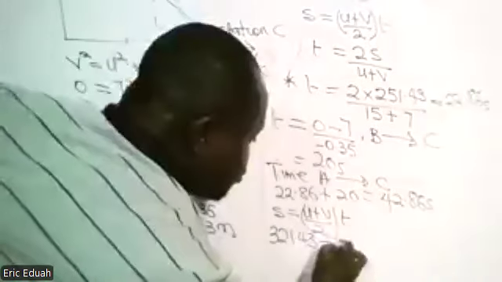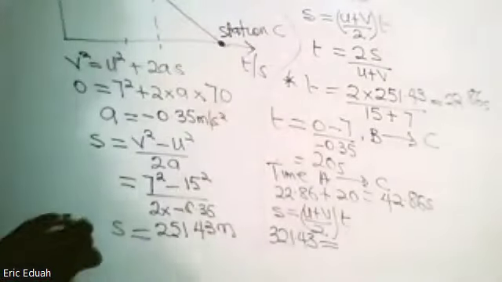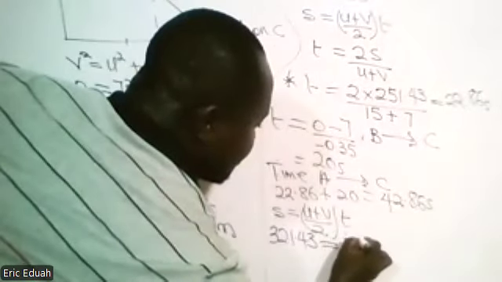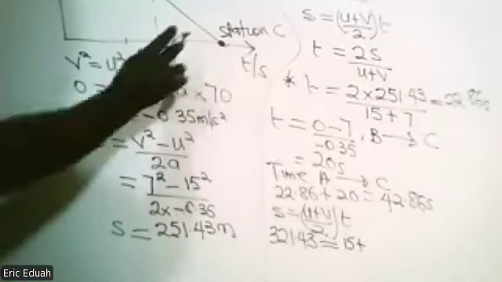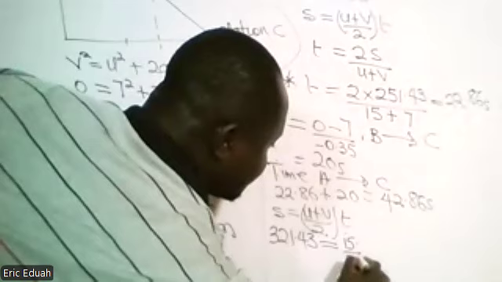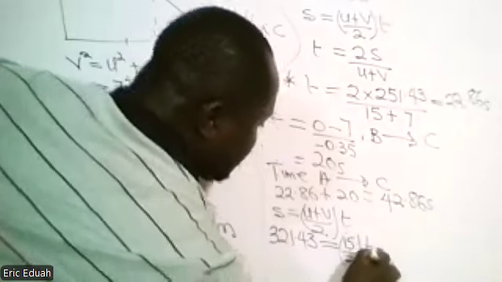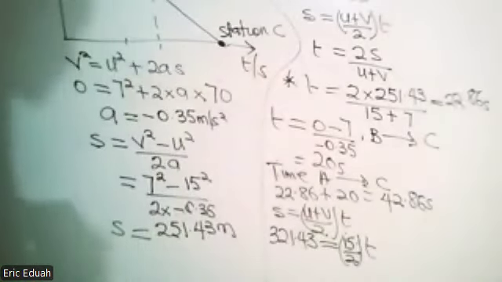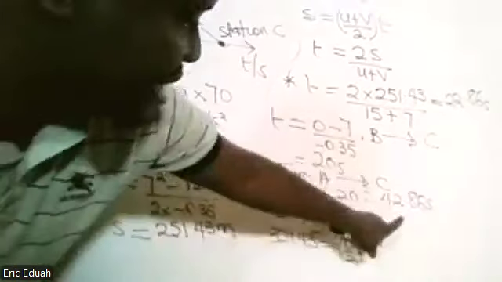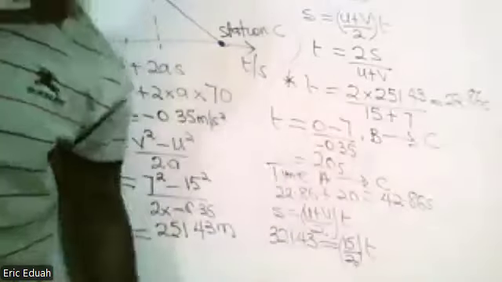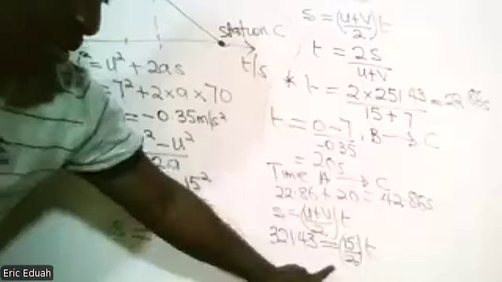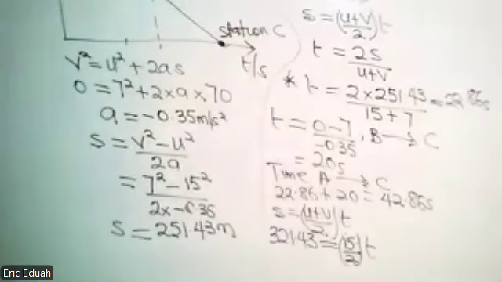is equal to initial velocity 15 plus final velocity 0. So basically 15 over 2 times T. When you make this T the subject, you must have the same time as what we've just calculated. So Elizabeth and Co, confirm this time for me.